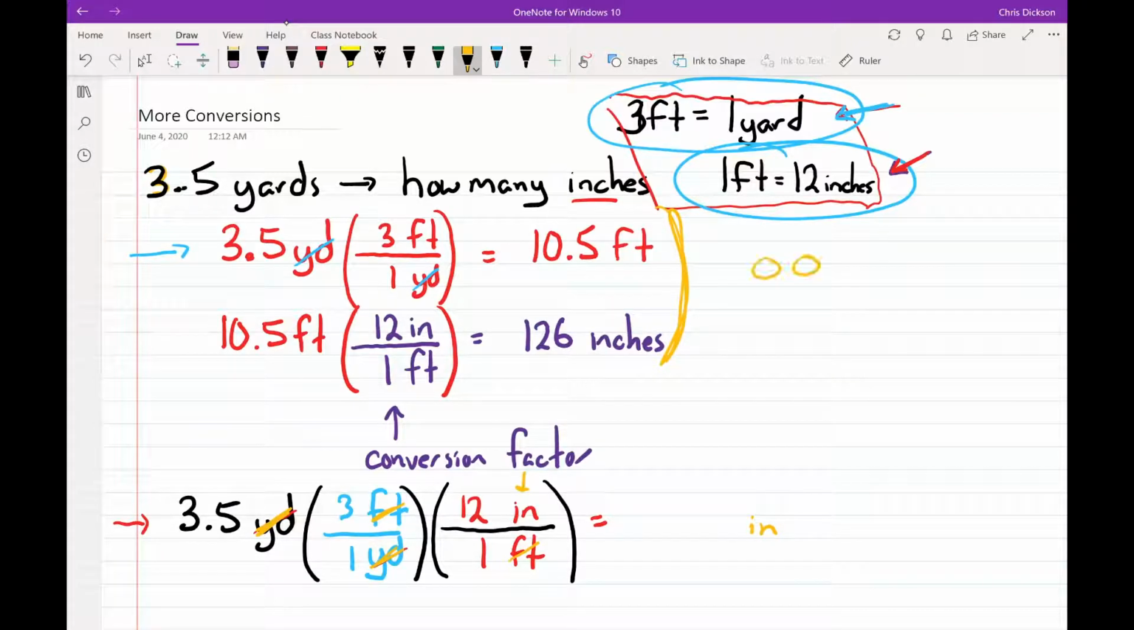So if this one makes you smile and you want to do it that way, that's fine. But you might find this method is much more effective in bigger math, in more senior math and science classes, just because of the number of conversion factors you're going to be working with. Okay, so I would use my calculator now. I go 3.5 multiplied by 3 multiplied by 12, and that gives me 126 inches.